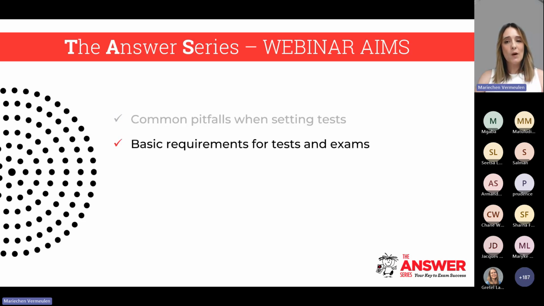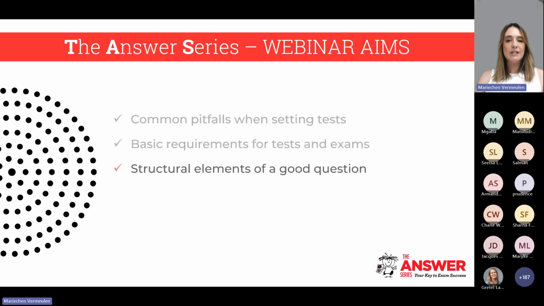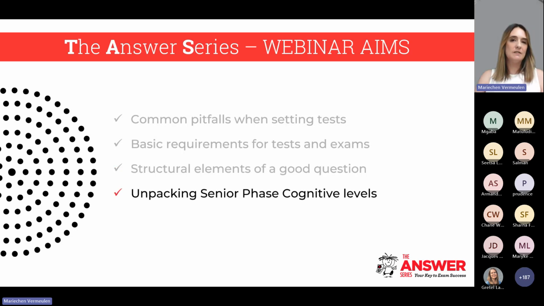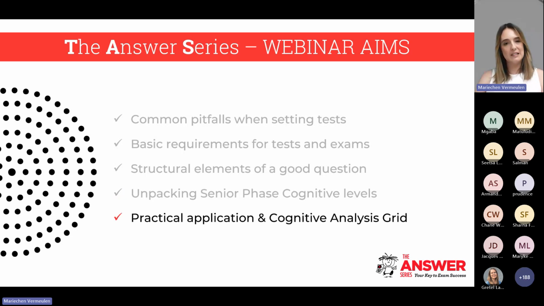Then we'll look at the basic requirements, or what I call the non-negotiables, in terms of what is stated in our policy documents regarding our assessments. We'll briefly outline the structural elements of a good question, where to start, how to build it, and basically also just how to approach your formal assessments. And then we'll unpack the senior phase cognitive levels, looking at some worked examples together. And then it's your turn to practice what we've learned today by looking at some practical examples through the poll function. And we'll look at how to fill in a typical cognitive analysis grid as we do those exercises.